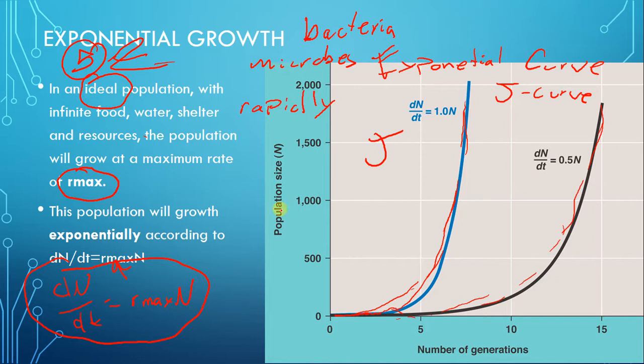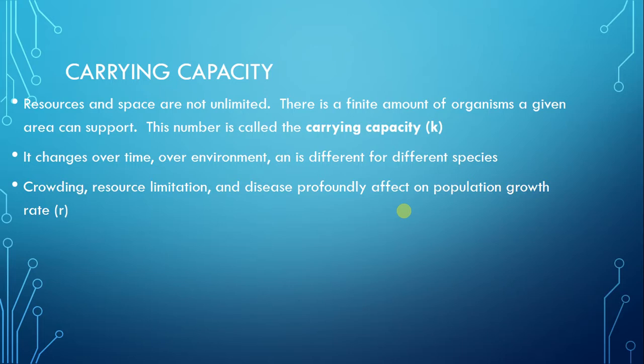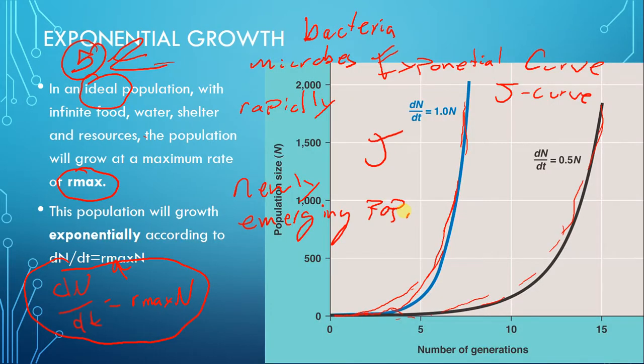So newly emerging populations will grow according to exponential growth to start out with, not indefinitely. Nothing really grows exponentially forever. However, the sad part of it is resources in space are not unlimited. That's one of the assumptions we made with this exponential growth model.